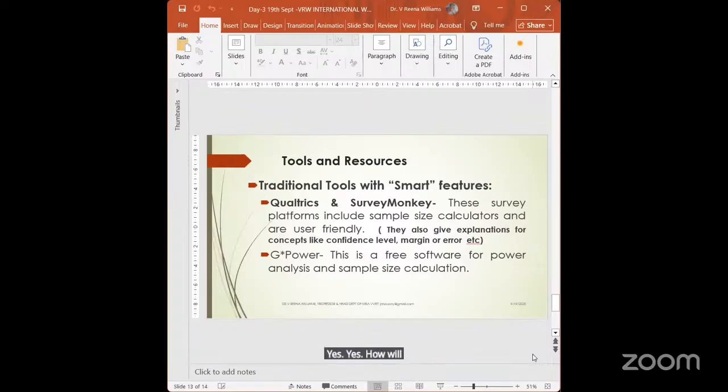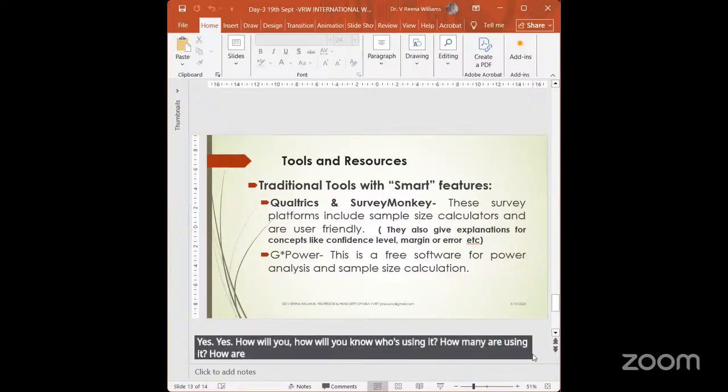How will you know who's using it? How many are using it? How are you going to get it? So probably you need to use snowball sampling.